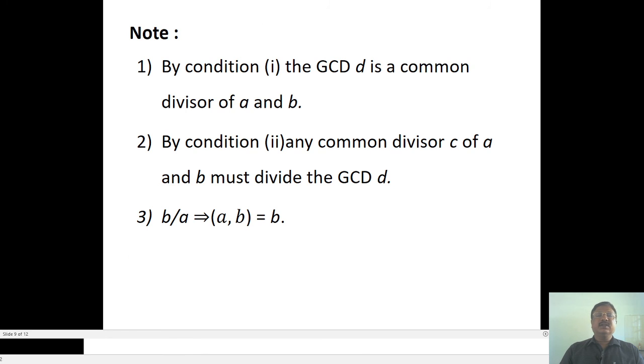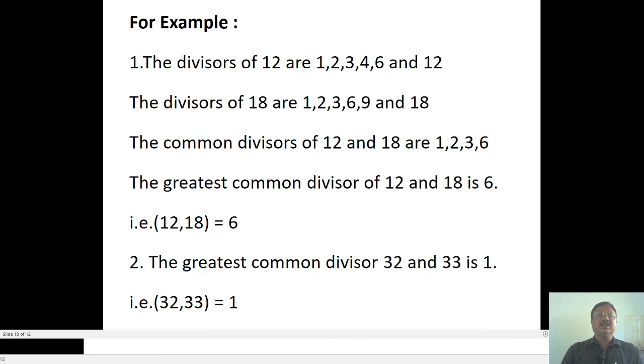Note, by condition 1, the GCD d is a common divisor of a and b. By condition 2, any common divisor c of a and b must divide the GCD d. Third, if b divides a, then the GCD of a and b is b itself.